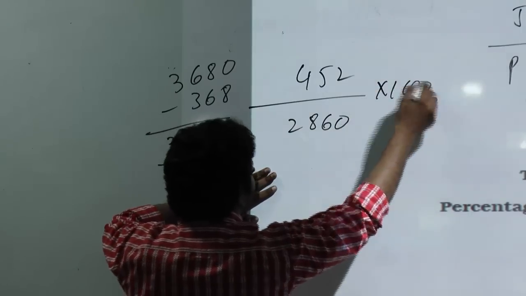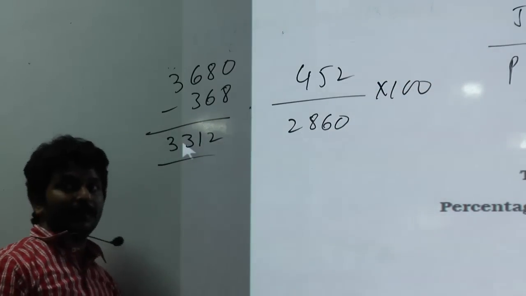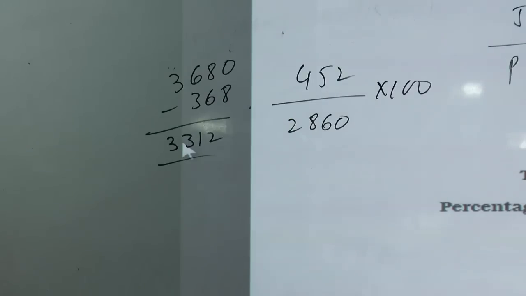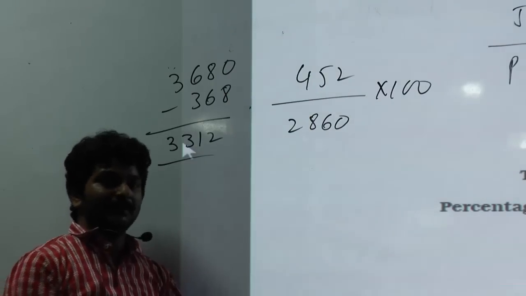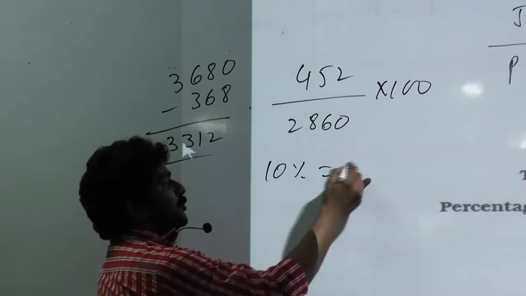You are asked about percentage, so into 100. Look at your options: 12, 32, 28, 22, 16. What about 10% of this? 286, more than that. 10% is 286.